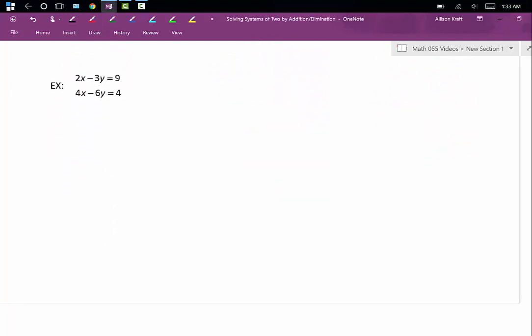In our next example, we want to start the same way. We want to make sure that things line up vertically. We have our x's, our y's, our equal sign, and then our constant. Then we check to see if we add down right now, would one of our variables fall out? Do one of our sets of variables have opposite coefficients? They don't. What we need to do is multiply one or possibly both equations by a constant that would cause the coefficients to be opposite of each other.